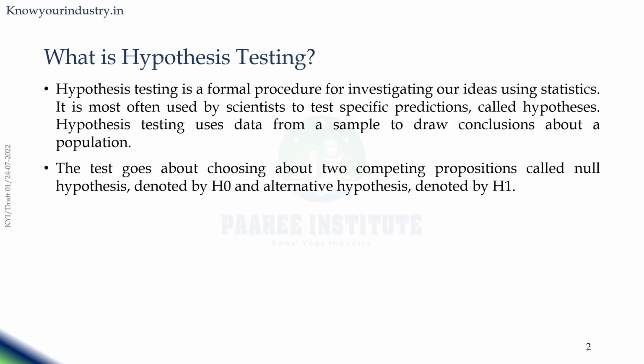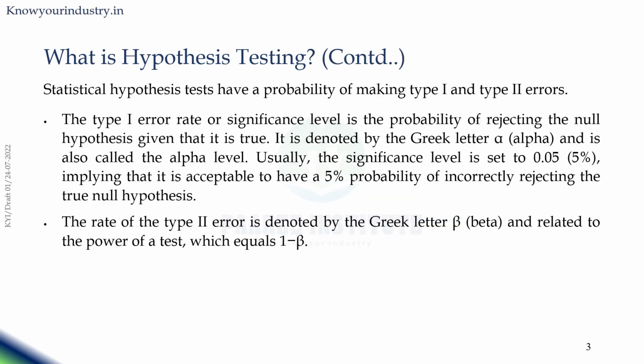This hypothesis test goes about choosing between two competing propositions called the null hypothesis, denoted by H0, and the alternative hypothesis, denoted by H1. In the upcoming slides, we are going to see what the null hypothesis is, what the alternative hypothesis is, and how it is demonstrated. Statistical hypothesis tests have a probability of making type 1 and type 2 errors.